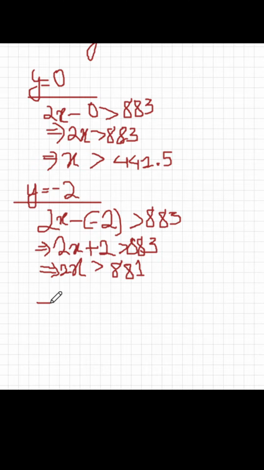So that means x is greater than 881 by 2, that is 440.5. So this is the inequality for x. Now for the last option, that is y is equal to -4.